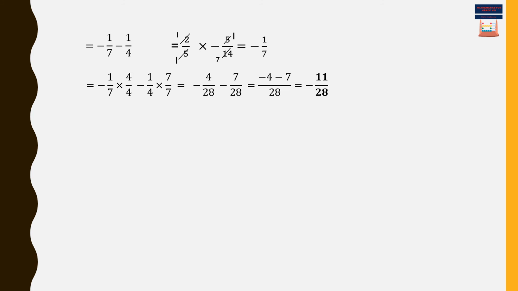So by simplifying further, we get (-4 - 7)/28, which is nothing but -11/28. Minus minus is plus, so we need to add 7 and 4 and put the sign of the greater digit. That is -11/28. Thus, the required value is -11/28.